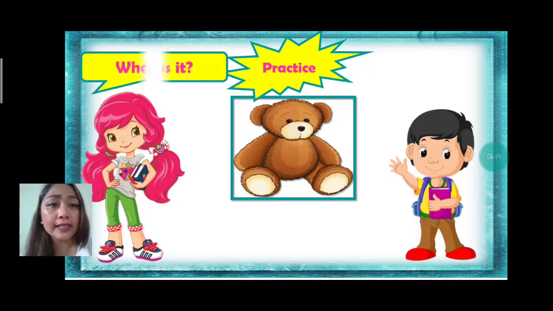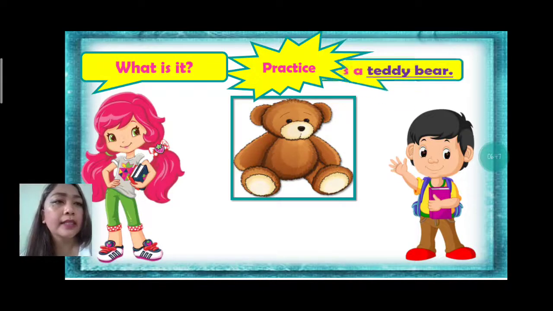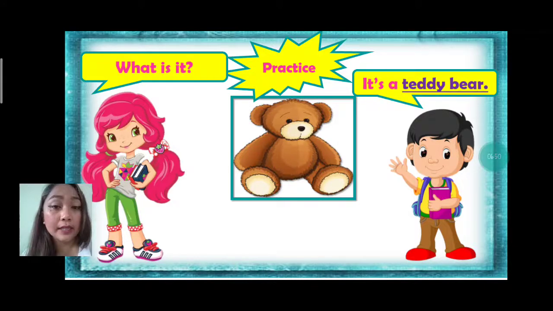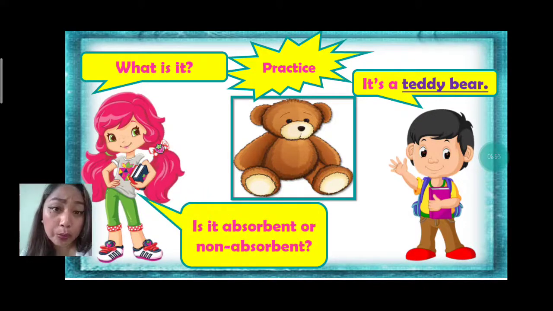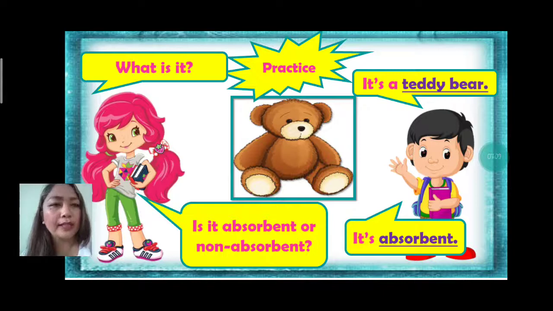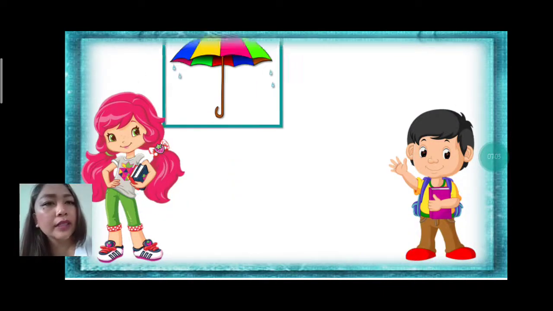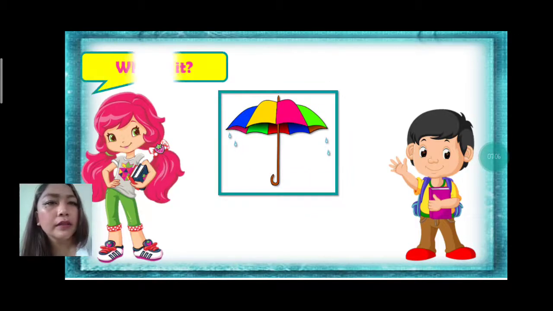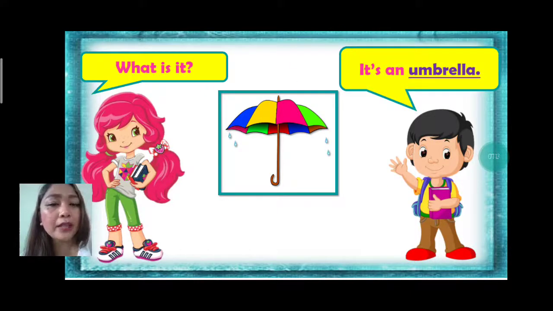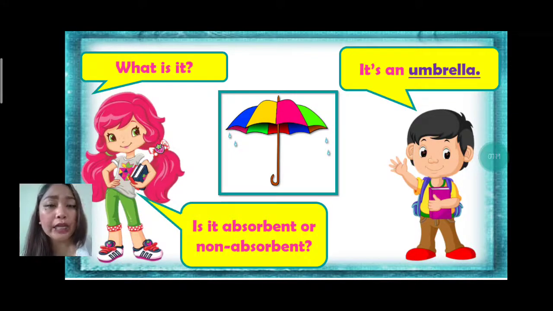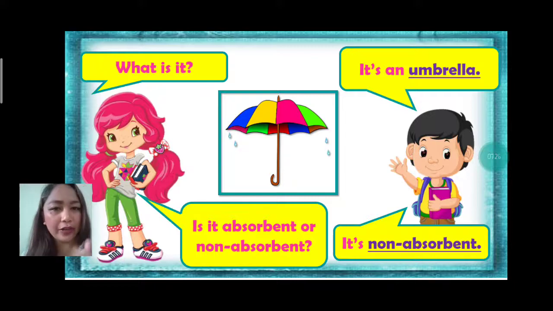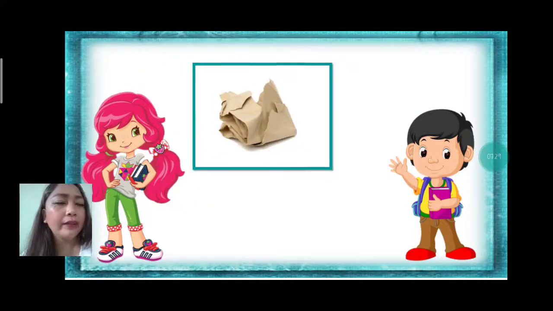What is it? Everybody, what is it? It's a teddy bear. Is it absorbent or non-absorbent? The answer: it's absorbent. Good job. Next vocabulary. What is it? Let's answer: It's an umbrella. Is it absorbent or non-absorbent? Very good. The answer: it's non-absorbent. Very good.